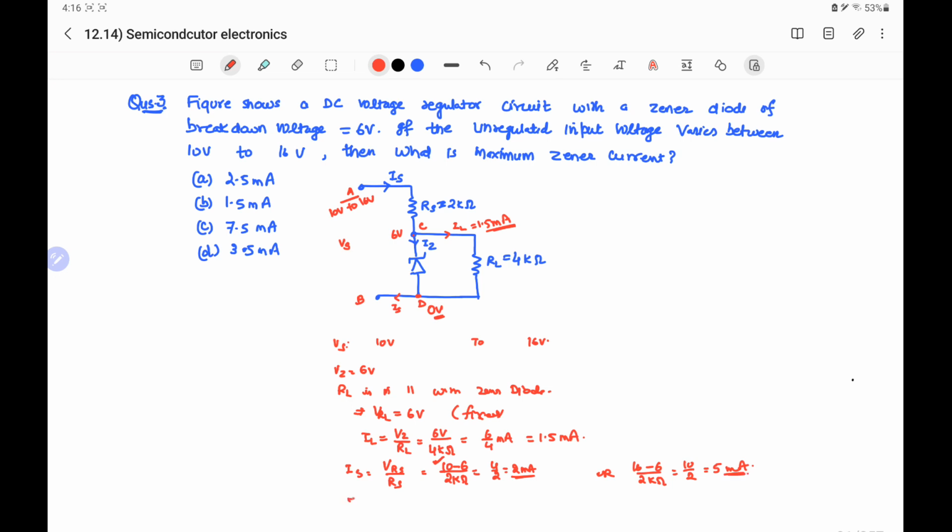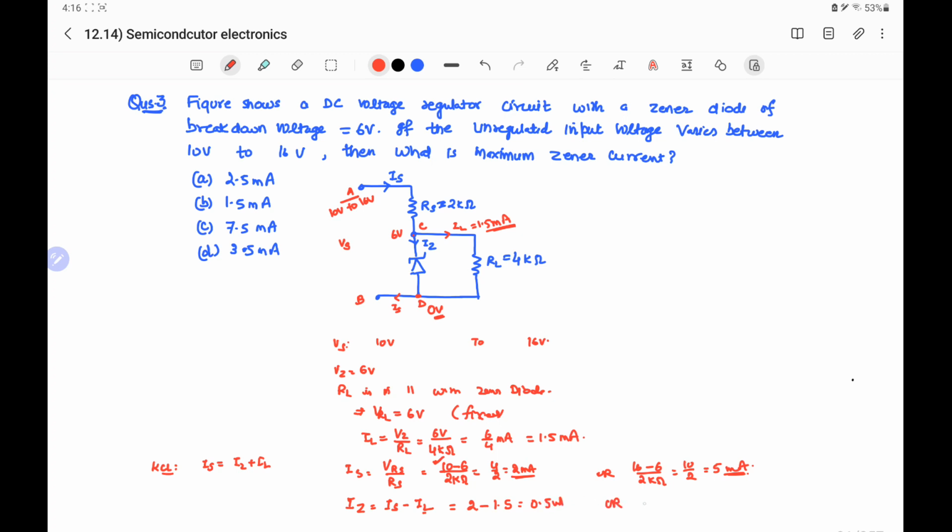Hence, we can calculate the Zener current, that is equal to IS minus IL, because from Kirchhoff's current law, at a junction, incoming current must equal the outgoing current. IS is the incoming current at junction C, so it should equal IZ plus IL. So IZ will be equal to IS minus IL, and if IS is 2 milliampere and IL is 1.5, it will give 0.5 milliampere.